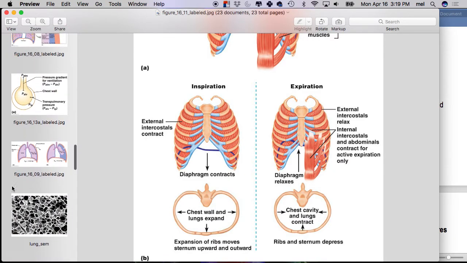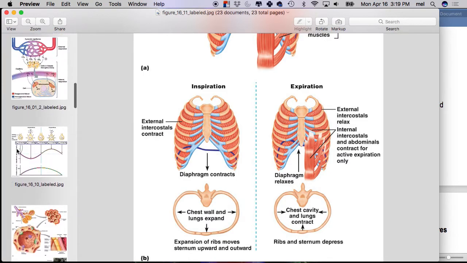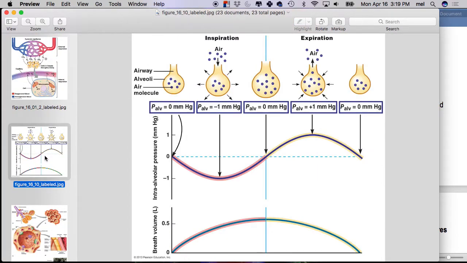Where did I put that? There it is. Okay.